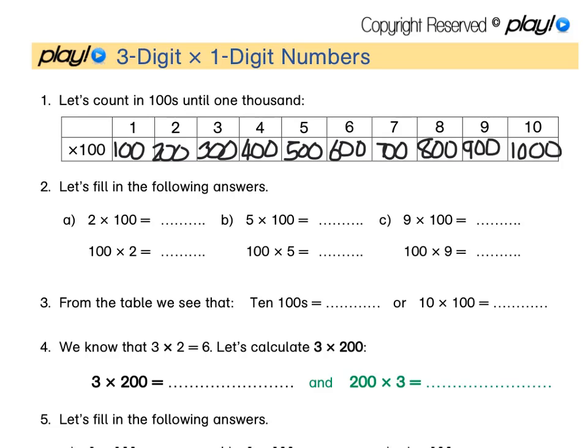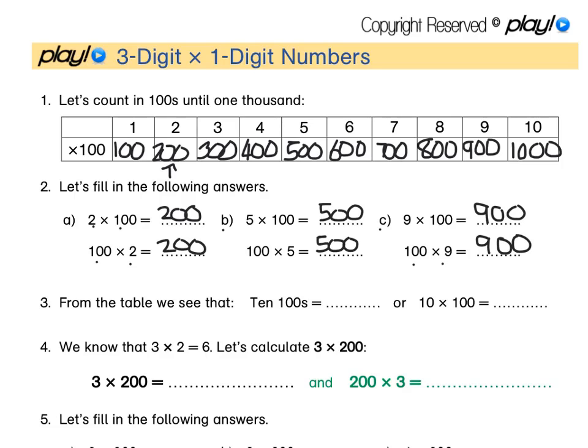For number 2, let's fill in the following answers. 2 times 100, there it is, it's 200. And 100 twos will also give 200. B, we'll get 500 for that answer. And the other way around, also 500. For C, 9 times 100 is 900. And 100 times 9 is also 900.